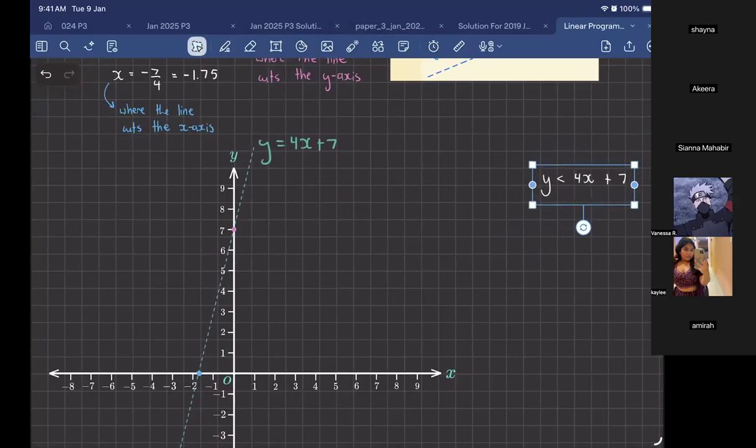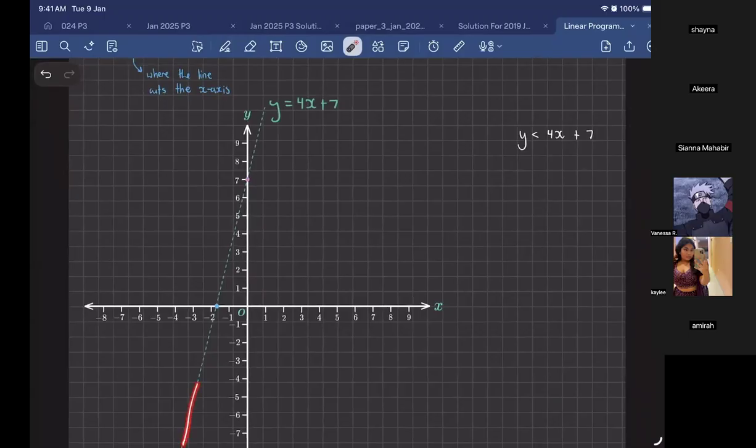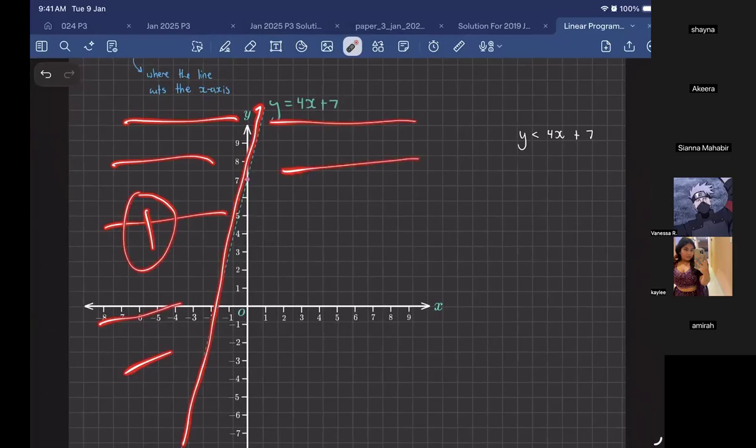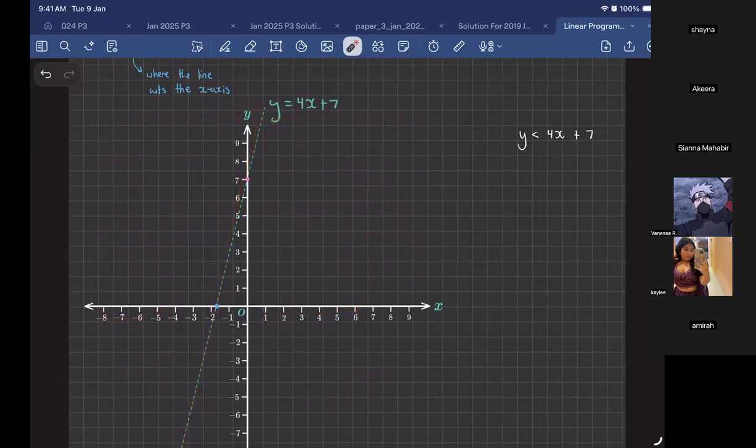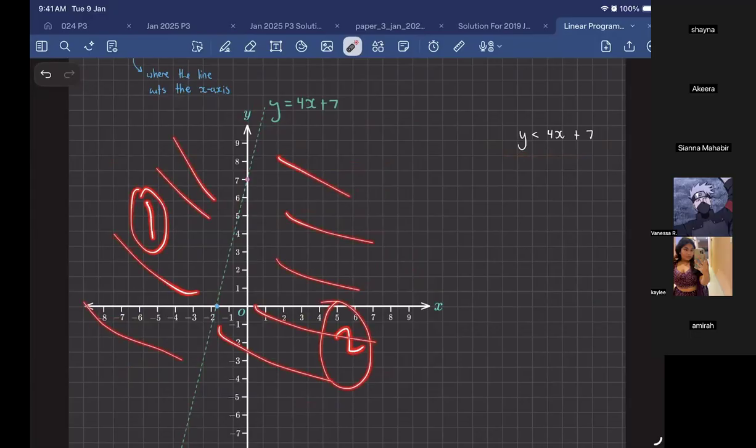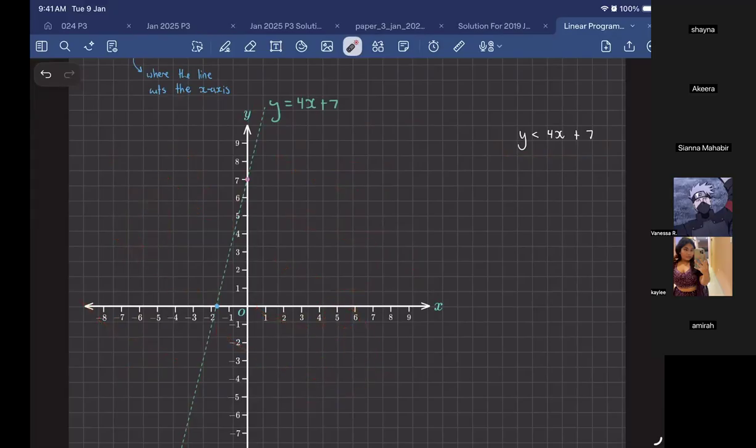So, guys, can everybody see that this line is cutting my graph into this region and this region? Yes, sir. All right. So we need to pick a region and see if it satisfies the inequality. Vanessa, which region do you want to look at? Region 1 or region 2? Region 1. Okay. If you decide to test region 1, you need to pick a test point, any point in that region.